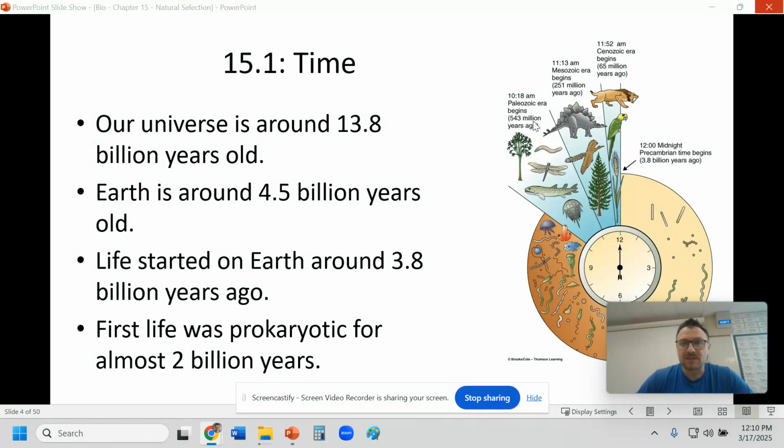So really the focus of this section is just to set up the idea that the Earth is very old. It's billions of years old, and same with life. It's billions of years old.